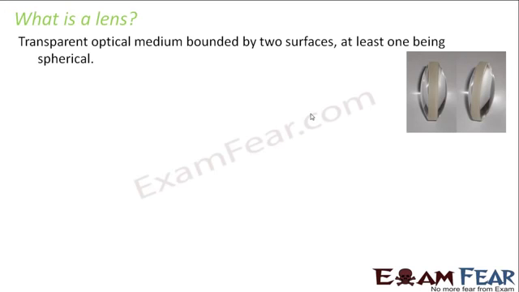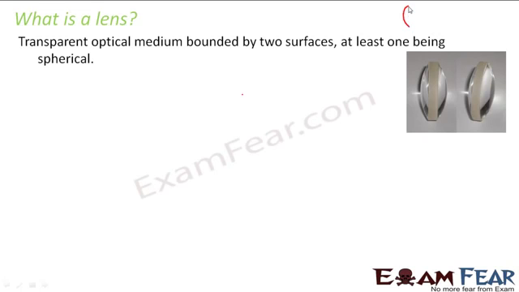So here we will first see what is a lens. So what is a lens? It is a transparent optical medium bounded by two surfaces, at least one being spherical. So that means it is a transparent optical medium which has two surfaces. Now, one of the surfaces has to be a spherical surface. That means there are different types of lenses that can be formed.